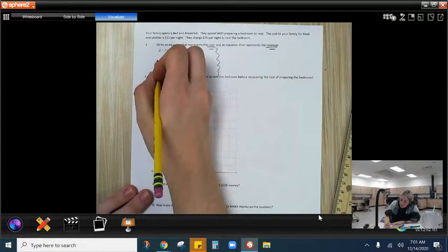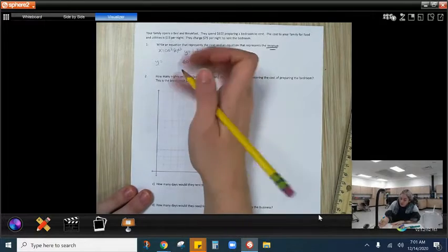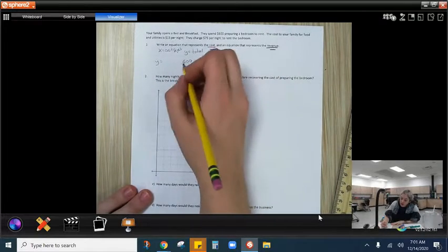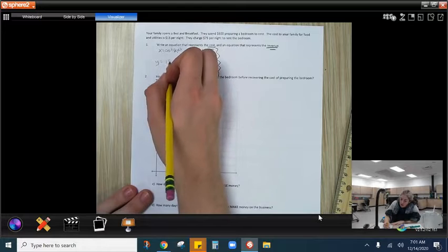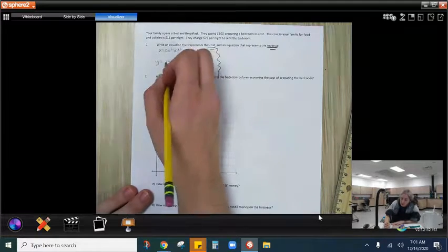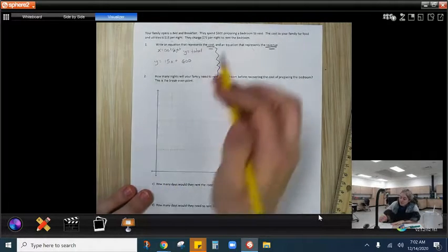Okay, so for this one, for the cost, we know that we spent $600, right? And then we have to add $15 per night. So that means I have to add my 15x to that, right? Because every night I have someone stay, I have to have $15 for their breakfast the next morning, and coffee and that kind of thing.